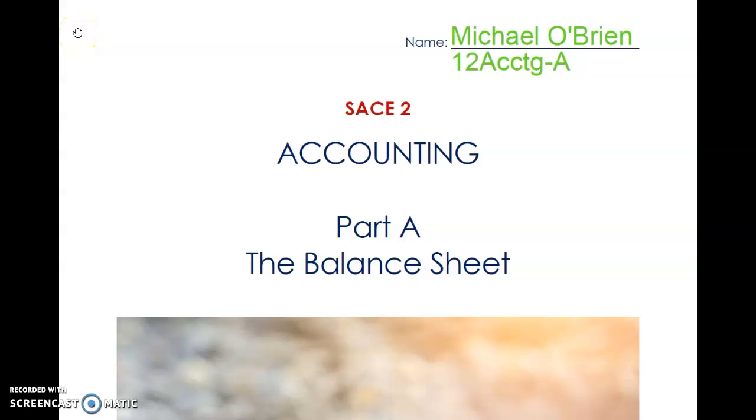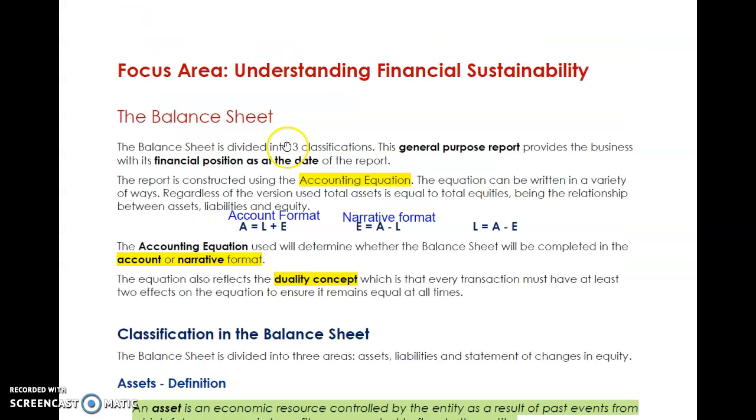So today we're going to be looking at the duality concept, and in particular page 34 of this booklet, exercise 15. And going to page 3, the first page in this booklet, it talks about the duality concept just here. The equation also reflects the duality concept, which is that every transaction must have at least two effects on the equation to ensure it remains equal at all times. And of course, we're talking about the accounting equation, which is assets equals liabilities plus equity.